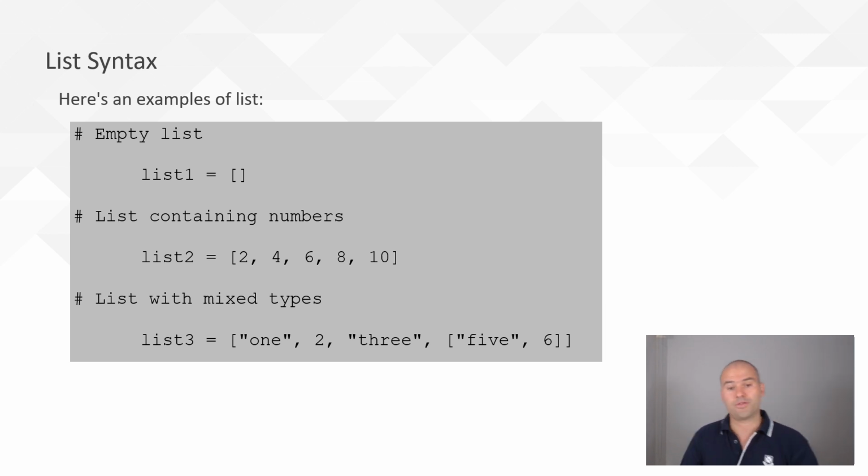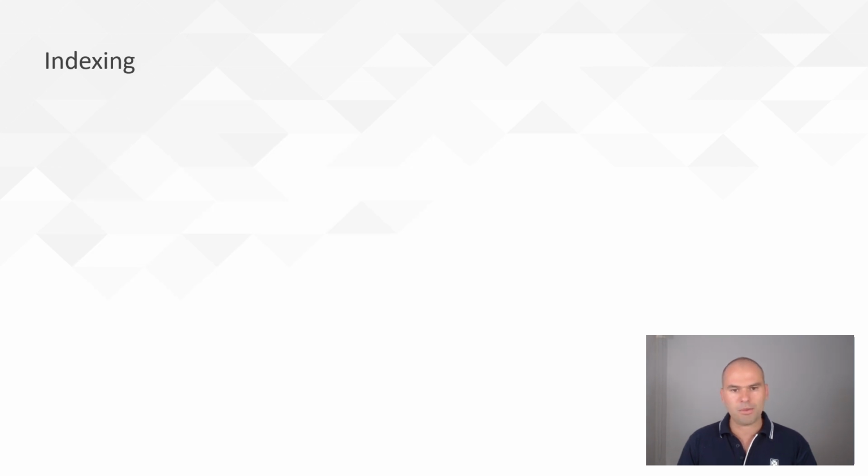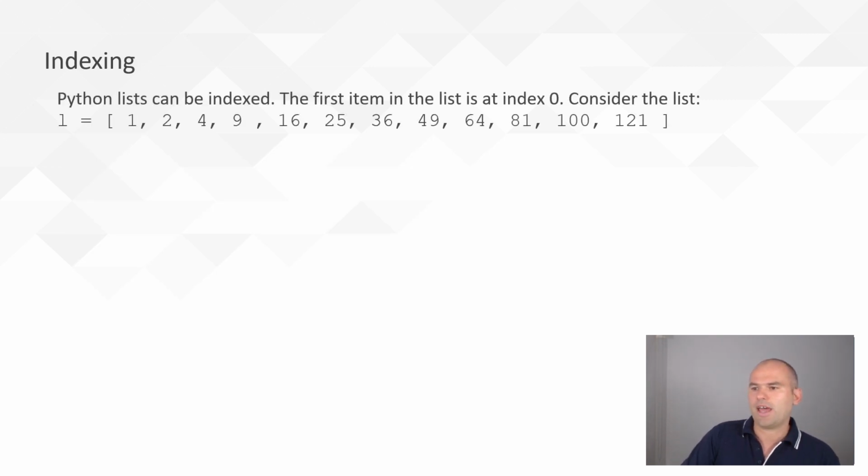And list 3 is the interesting one. It has 4 items. The 4th one is a list itself. And the items are of different data types, so you have a mixture of integers and strings. So let's finally cover in a little bit more detail list indexing and how that works.